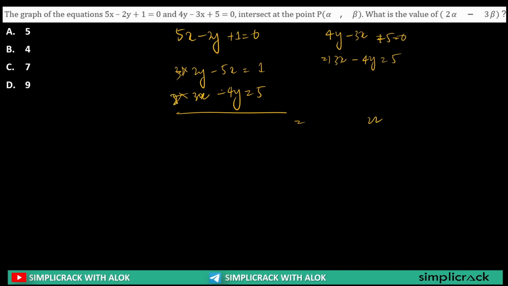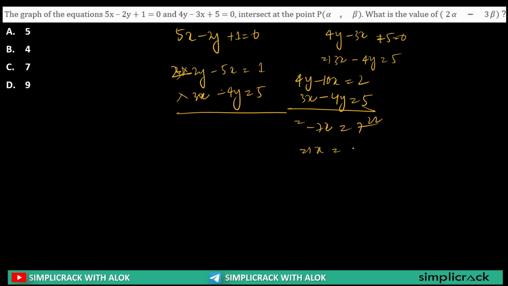So if we simply multiply 2 over here, it will be 4y minus 10x is equal to 2, and 3x minus 4y is equal to 5. So if I add it, I will get minus 7x is equal to 7. X is equal to minus 1. Clear? So this is the x value we are getting.